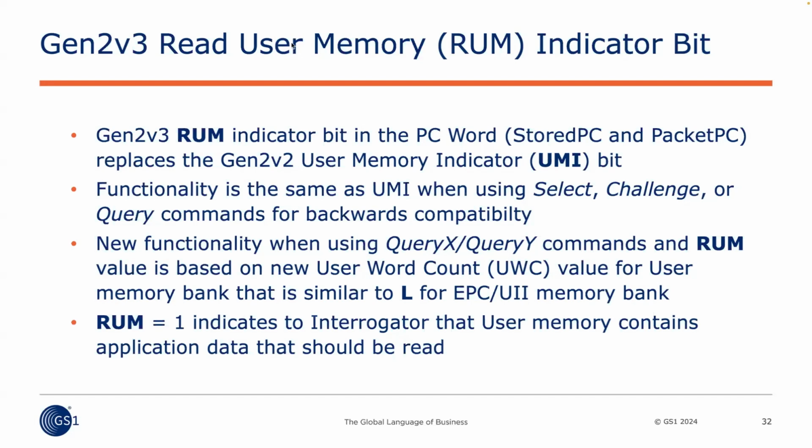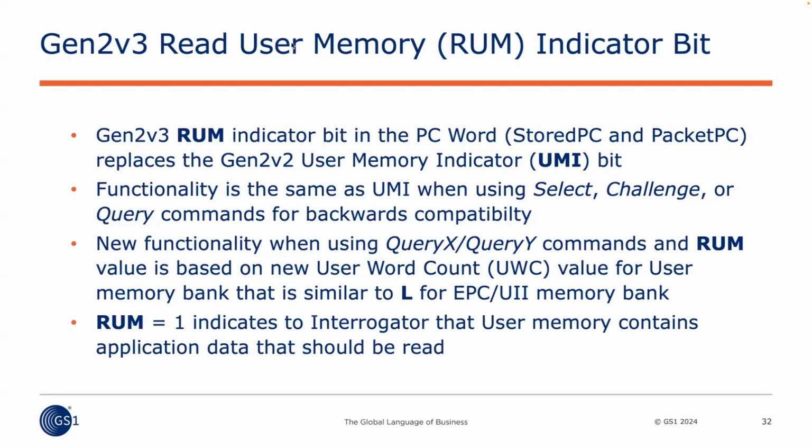Functionally, it's the same as the UMI whenever you use the Gen2v2 commands Select, Challenge or Query for backwards compatibility. However, there is new functionality when you are using the Gen2v3 Query X, Query Y commands, and the RUM value is based on another new Gen2v3 concept, which is the user word count value for the user memory bank. And it functions very much in a similar manner to the L value for the EPC memory bank. And that is, it basically says how many words will be backscattered from user memory.